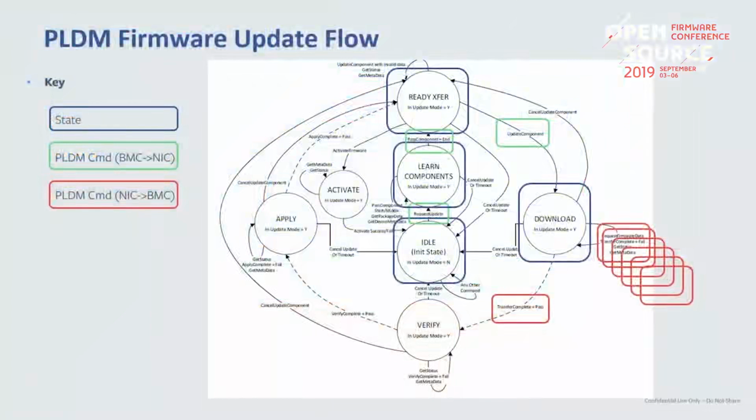Okay, the device moved to the next state, and then we are in the verify state. In the verify state, this is all done on the device side. The device will verify the firmware it downloaded is correct, it matches its expectation, it passes the CRC, it passes the signature check. And then once that's done, the device will send a command to BMC to let BMC know the state. If verification is good, we go to the apply state.